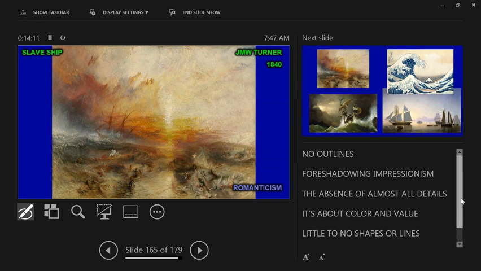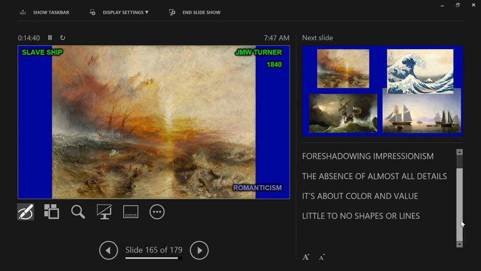And notice that there's hardly any outlines. You can just barely make out the ship in the distance. But this looks a lot like Impressionism. In fact, Turner is seen as foreshadowing Impressionism. Impressionism had the loose brushstrokes like in this painting, and it's absent of almost all details. This painting is about color and value with very little shapes or lines. Just like in his train that was driving through the rain, hardly any lines or details, and the details that were there were very difficult to see.